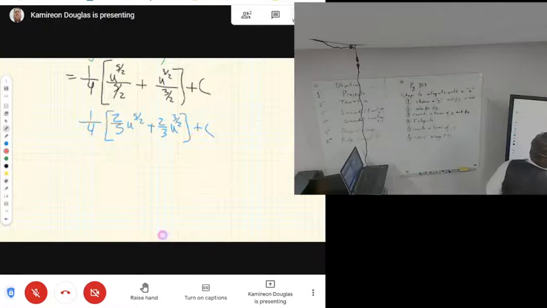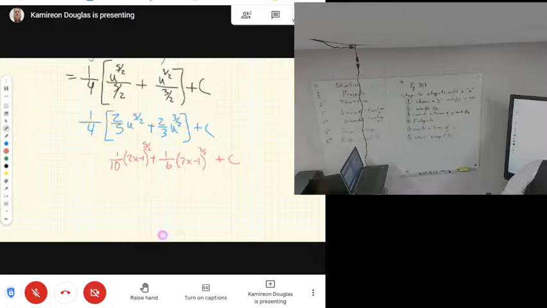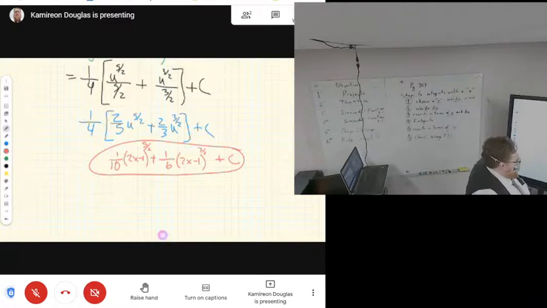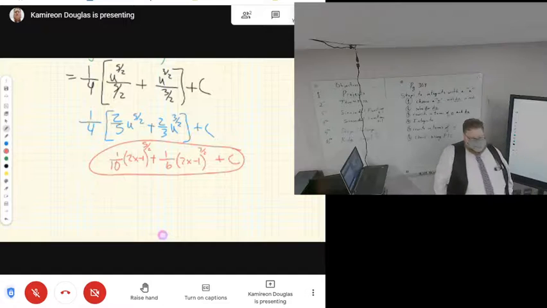Distribute the 1/4. This becomes 1/10. This should become 1/6. Instead of u, 2x minus 1. The 5/2 power. 2x minus 1. The 3/2 power. Plus C. I consider that a fine solution. Just fine.